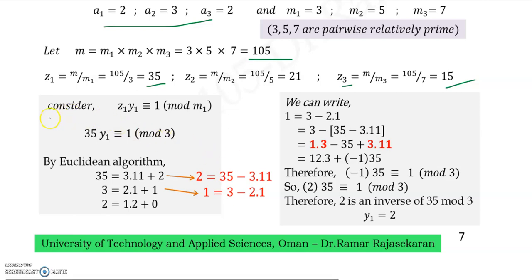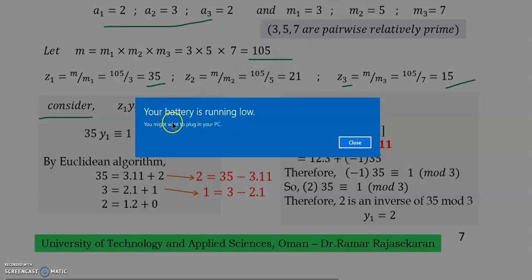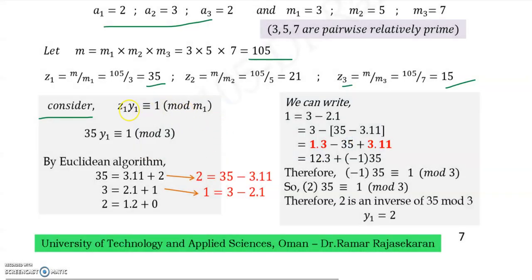Now you see here, consider this linear congruence. z1 y1 congruent to 1 modulo m1, where z1 we have calculated is 35. So you substitute here 35 y1 congruent 1 modulo 3. Now what is our aim? Why do we start from this congruence equation? We are going to find the value of y1. Now see, this is the linear congruence.